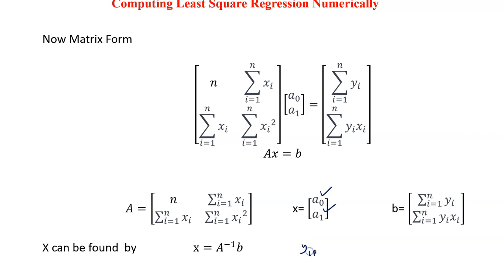So if we get a0 and a1, we can get the predicted straight line, yp is equal to a1 x plus a0. After getting that equation, if we want to get the y value for any x, we can get it from this equation.